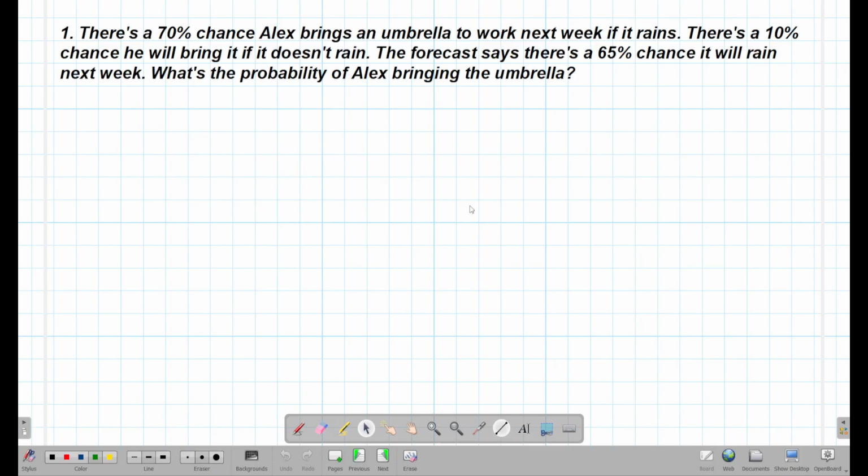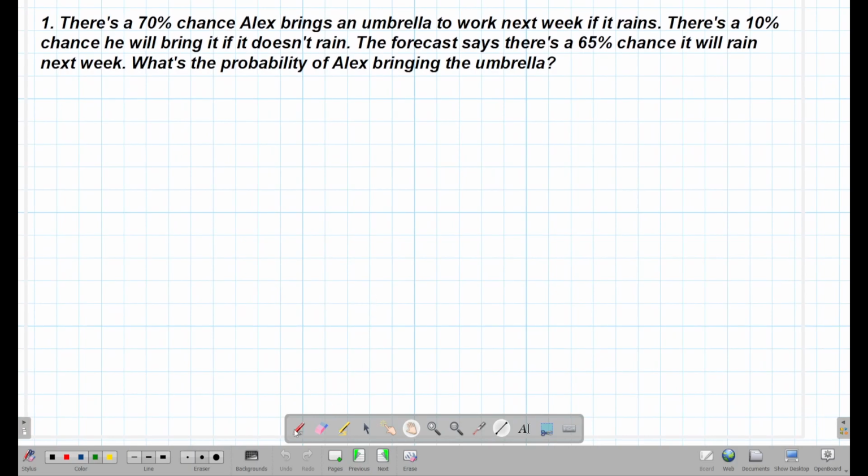This is question one of like 4 questions that a student, not saying who, submitted to me. So this question says, there's a 70% chance Alex brings an umbrella to work next week if it rains. There's a 10% chance he will bring it if it doesn't rain. The forecast says there's a 65% chance it will rain next week. What's the probability of Alex bringing the umbrella?